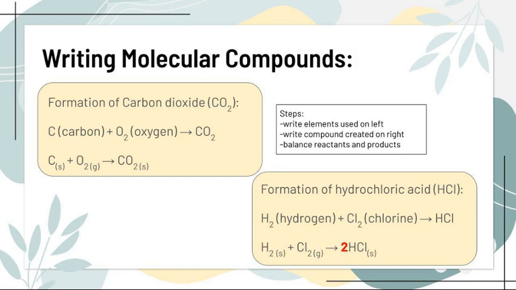Now let's try writing the formula of an acid. Let's take the formation of hydrochloric acid, or HCl. HCl is made up of hydrogen and chlorine, which can be put on the left, and the formula HCl, which we can put on the right. Now, to balance both sides, there are double the hydrogen and chlorine molecules on the left, since they are both diatomic. Then on the right, you will need to simply add a 2 in front of the HCl to balance the equation. These are two simple examples of writing molecular compounds.